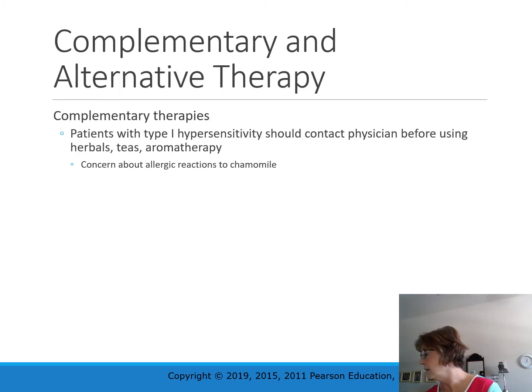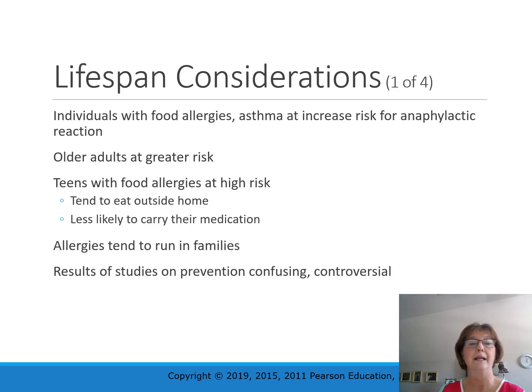And then your complementary therapies. Patients with type 1 should consult their healthcare provider before using herbal remedies, because they contain substances that you can be allergic to, such as chamomile tea. Chamomile tea is used a lot to help you calm down and relax and help you sleep, but a lot of people are allergic to the components in it. And a lot of these herbal remedies do not go through the FDA. They go through their own, they're checked for safety, but a lot of them are not approved through FDA.